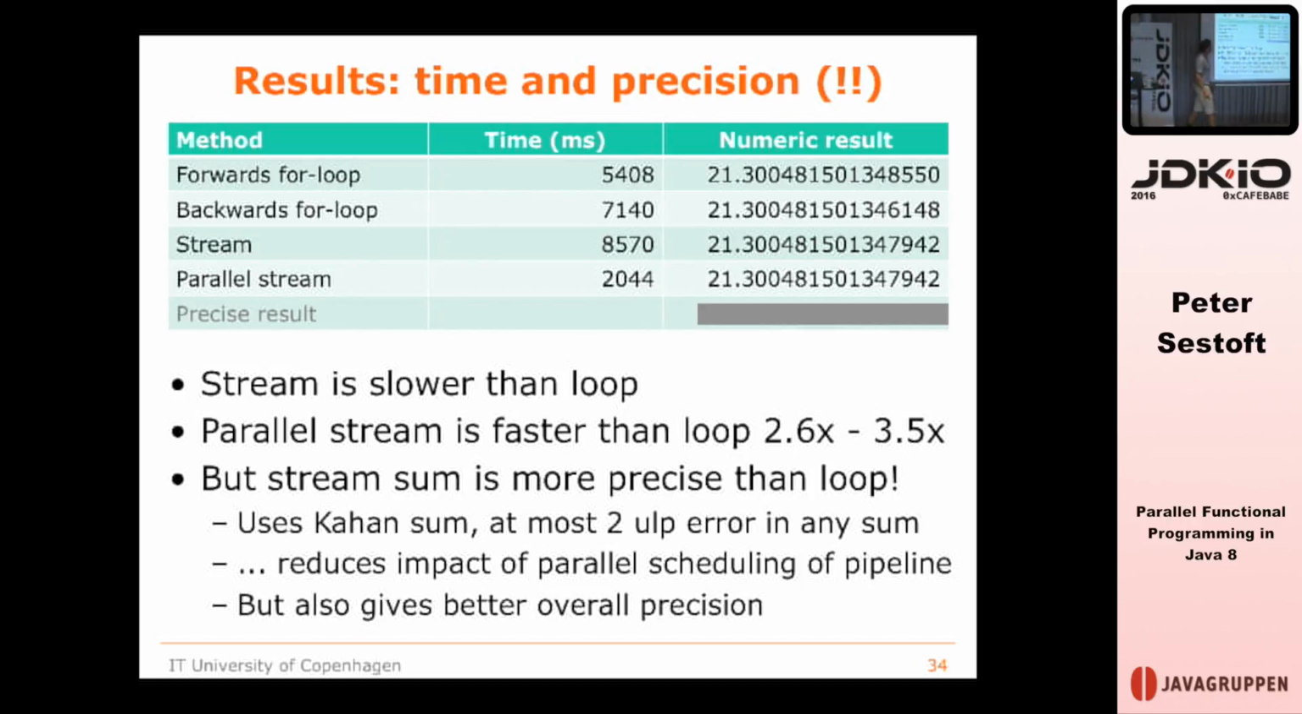But what's really interesting here is the results. You see that the results of the forwards for loop and the backwards for loop are really different. They are equal until that point, but then the last 4 digits differ. What's mysterious is that the stream and the parallel stream produce exactly the same result. And what is the real result? It's this. And you find that the stream-based result is much, much closer to the real value than the for loop. So what is that kind of magic?